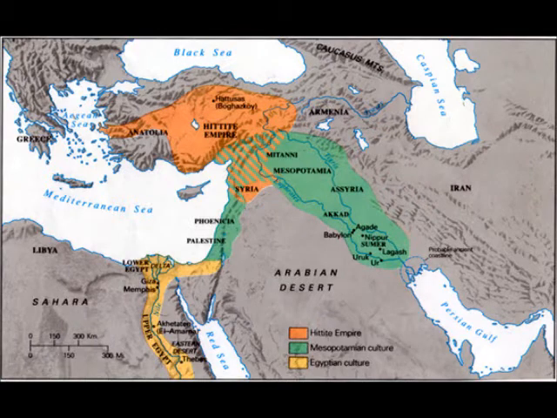The Hittite Empire is going to end around 1190 BC, after about 450 years of reign that they enjoyed. We don't know exactly why they came to an end. Perhaps they were invaded, but they did come to an end after about 450 years, in 1190 BC.